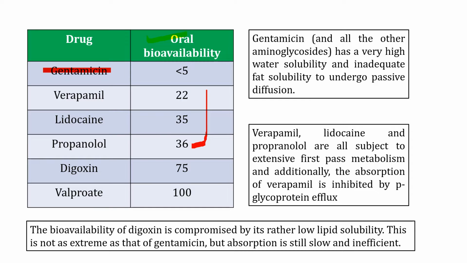You take the drug orally, and ultimately it is metabolized in the liver. That's why the bioavailability is less in this case. The bioavailability of digoxin is compromised by low lipid solubility. This is not as extreme as that of gentamicin, but absorption is still slow and inefficient. But again, valproic acid is one example which has a high oral bioavailability, close to 100%, not exactly 100, but close to 100.